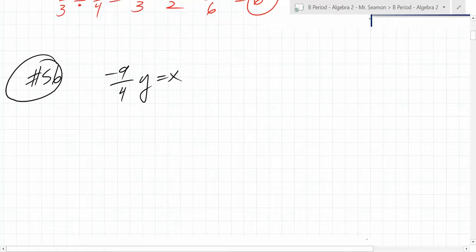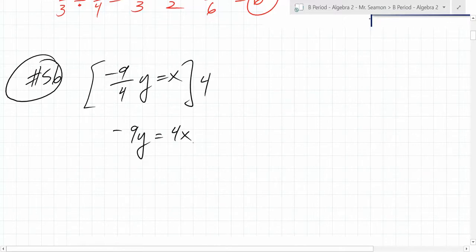That doesn't really match any of the forms we've seen. It's not standard form. What form are you guys most comfortable with? Slope-intercept, mx plus b. So if we want to do that, we need to get y all by itself. What do we multiply both sides by? Someone tell me, what do I multiply both sides by to isolate y? Alyssa. You could multiply by 4. Awesome. If you do that, you end up with negative 9y is equal to 4x. Now what do I divide both sides by? Negative 9. So y is equal to negative 4/9 x.